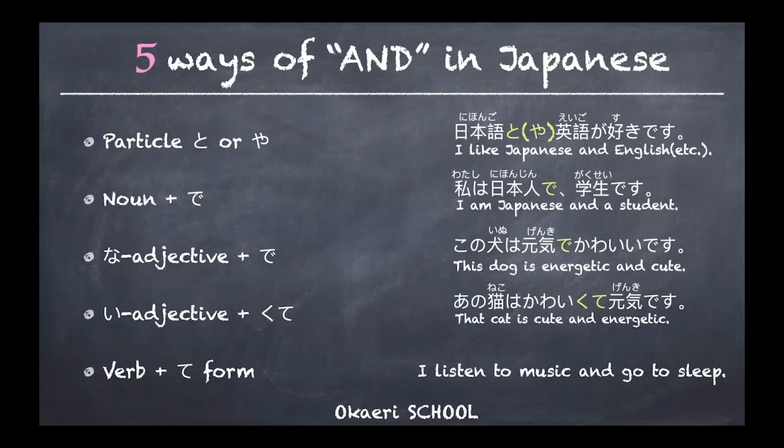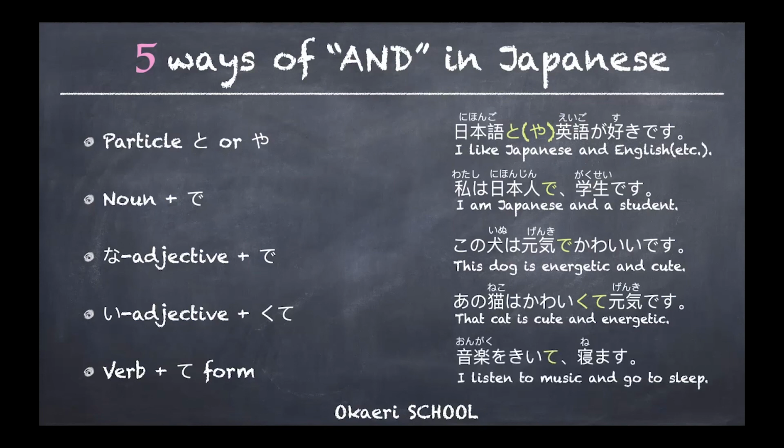So at last, I listen to music and go to sleep. So 2 different verbs in one sentence. I listen to music. 音楽を聴く。聴きます。Go to sleep. 寝る。寝ます。The te form will be 音楽を聴いて寝ます。And then you can combine perfectly 2 different sentences.